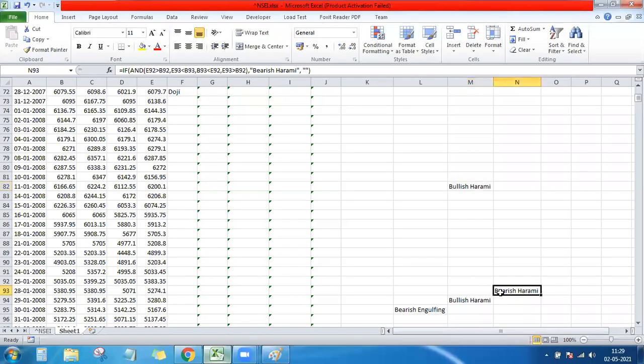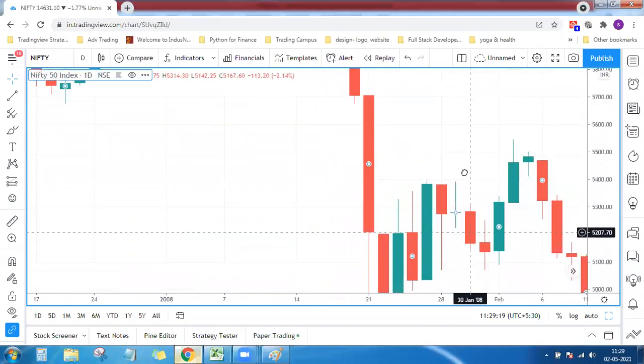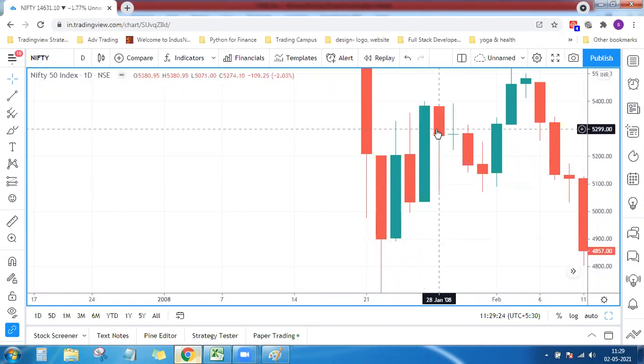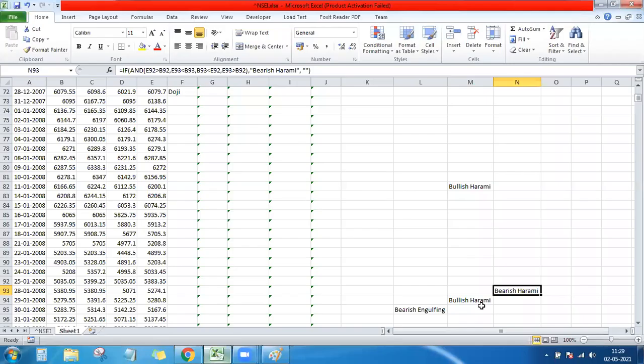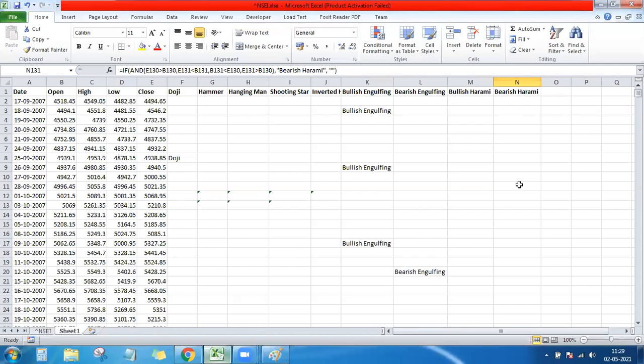And bearish Harami, 28th and 29th Jan. So this is 28th Jan. These two candles together, it is a bearish Harami, and these two candles together, it is a bullish Harami. After that also you have several bullish Haramis and bearish Haramis, and like this you can develop your own candlesticks scanner using Excel of all the candlestick patterns.